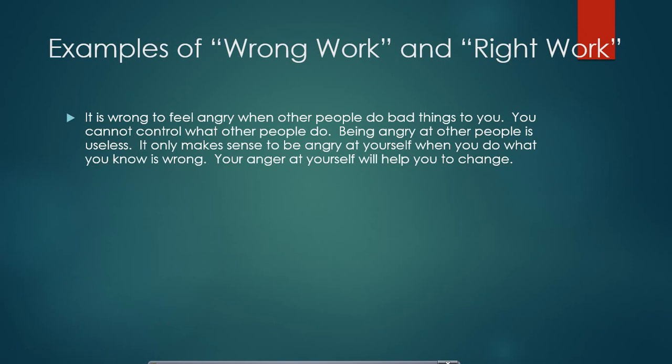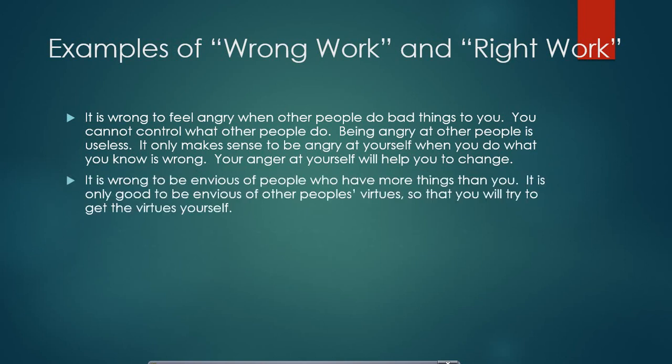And the ancient Christians believed there was a right way and a wrong way to do everything, or at least to feel. So an example of wrong feeling is to feel angry when other people do bad things to you, and that's because you can't control what other people do. Being angry at other people is useless. So they thought it only makes sense to be angry at yourself when you do what you know is wrong, and that being angry at yourself will help you to change. And I agree with that.